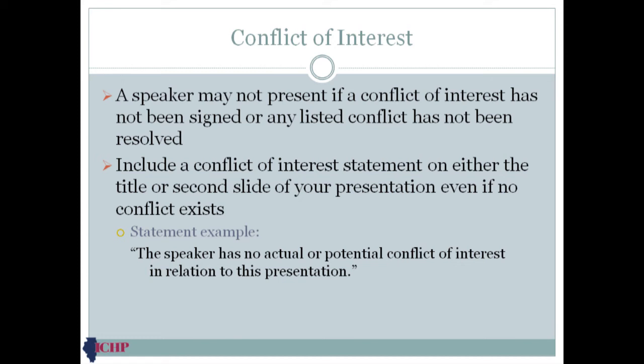Disclosure should be described in the presentation slides and is usually the second slide or at the beginning of any handout. Even when no conflict of interest exists, a disclosure slide or statement must be provided to the learners.